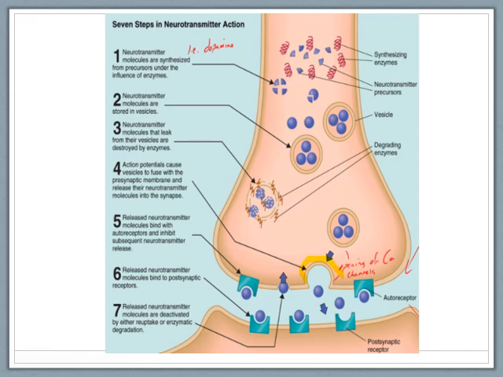Release neurotransmitter molecules bind with autoreceptors and inhibit subsequent neurotransmitter release. Number 6 is when released neurotransmitter molecules bind to the postsynaptic receptors. In number 5, it's saying the released neurotransmitters bind with autoreceptors and inhibit subsequent neurotransmitter release, so we'll talk about that more when we get into certain medications. And number 7, released neurotransmitter molecules are deactivated by either reuptake, so they go back up into that presynaptic membrane, or enzymes destroy those molecules here in the extracellular fluid.